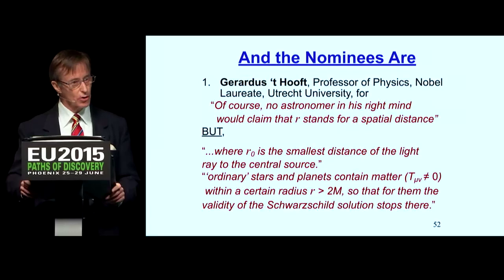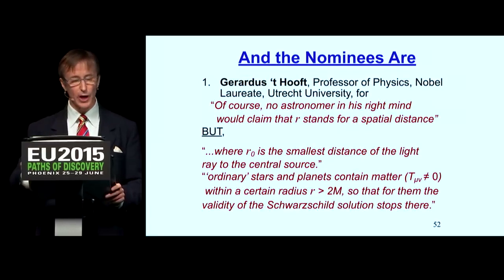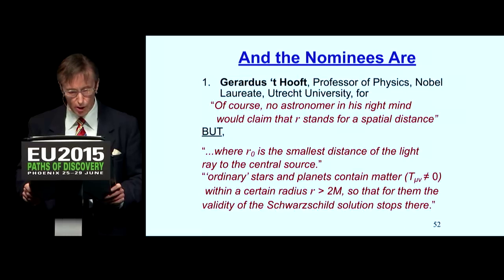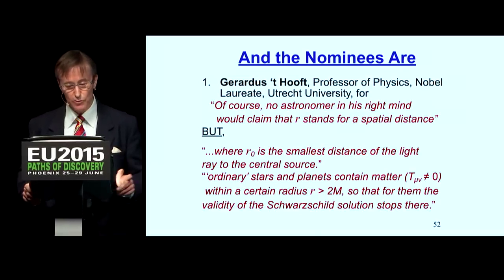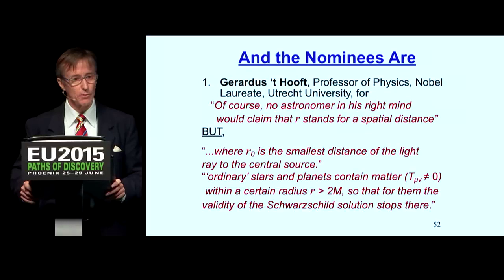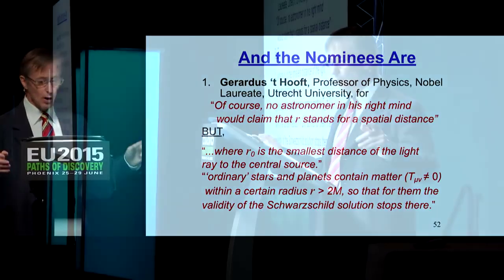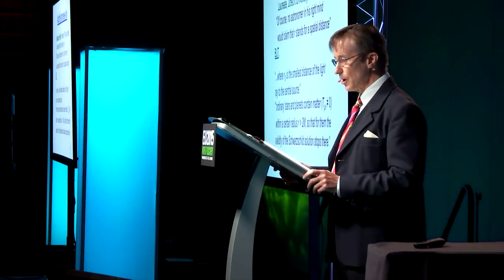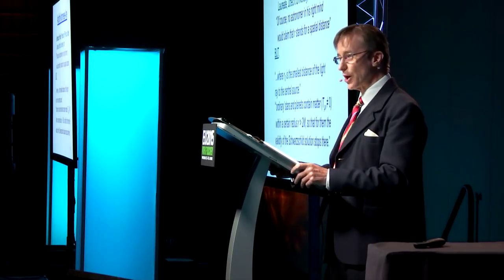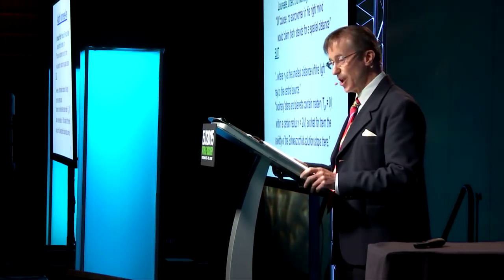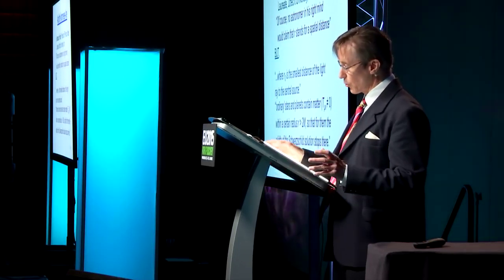But in his notes on general relativity and his notes on black holes, on his own website, what does he say? Where R0 is the smallest distance of the light ray to the central source. Isn't that a radius? Ordinary stars and planets contain matter. T sub UV does not equal naught. Yeah, material sources, with a certain radius, R greater than 2m. Here C and G is 1. He's using Hilbert's. So for them, the validity of the Schwarzschild solution stops there. So despite the right-mindedness or the wrong-mindedness of astronomers and astrophysicists, 't Hooft tells us that it's both the distance and a radius as well. And yet he's told us that nobody in their right mind would do that. I wonder what he was smoking at that time.